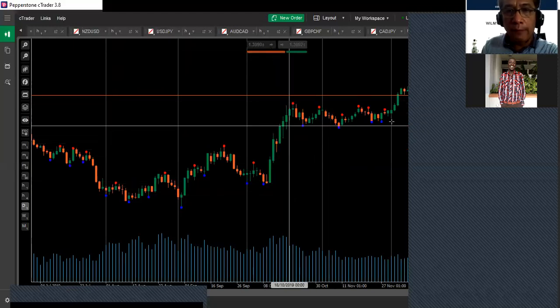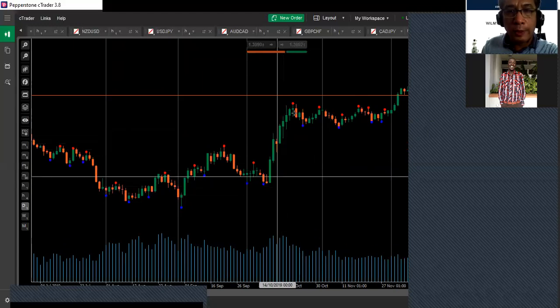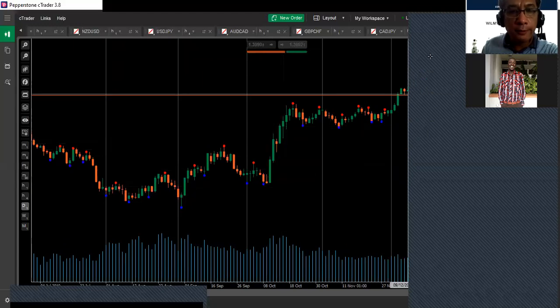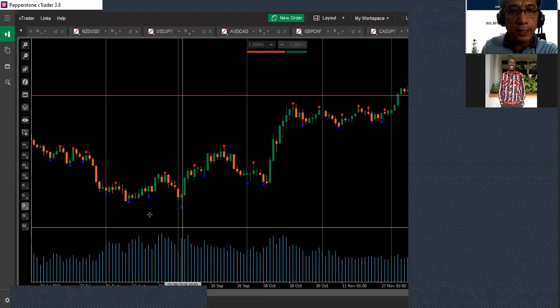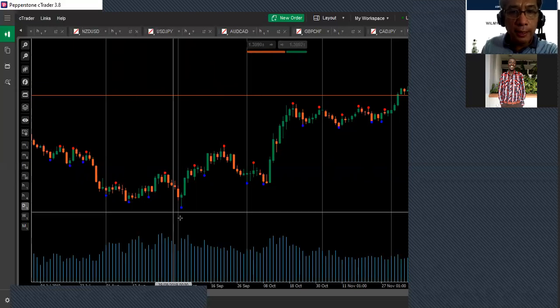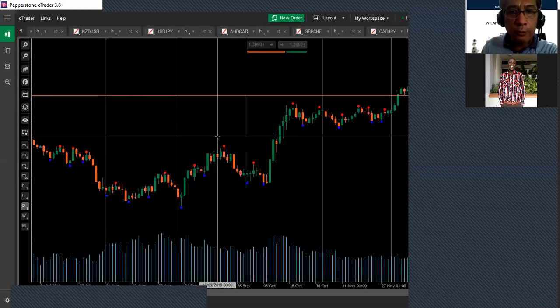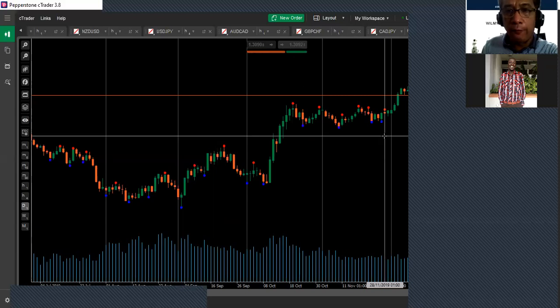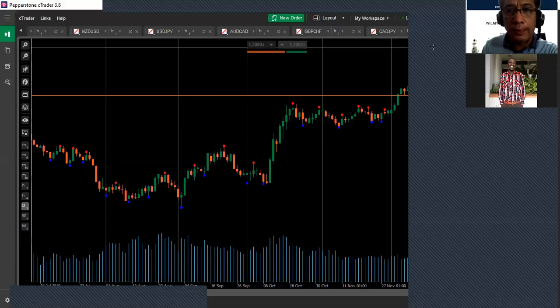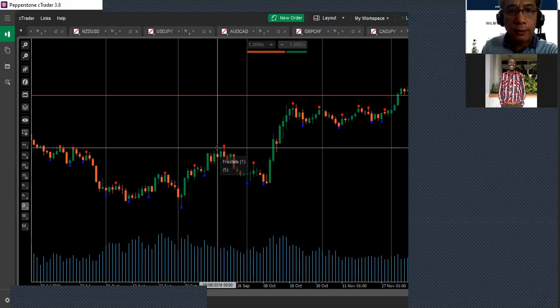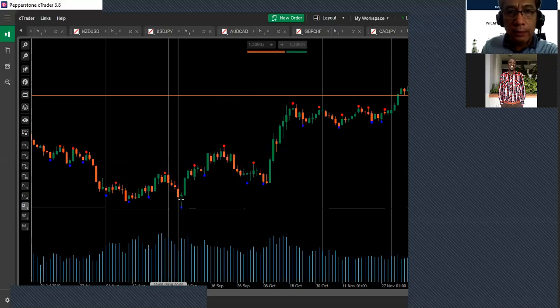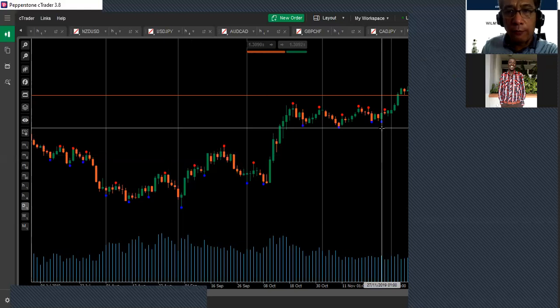This is an ABC correction in Elliott wave. This is a measured move. This is equality, right? We can say that this is wave 1, wave 2, wave 3, wave 4, wave 5, right? Elliott wave. First one, retracement. You can say 1, 2, 3, 4, 5.